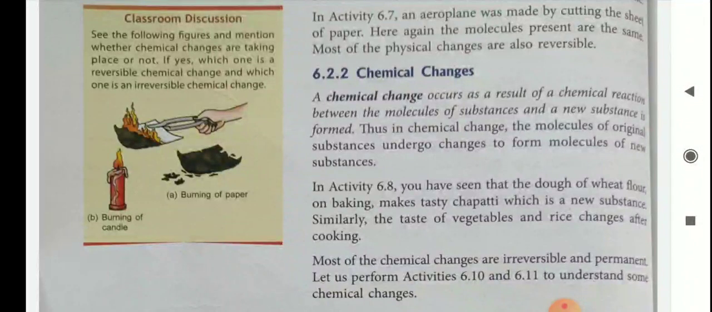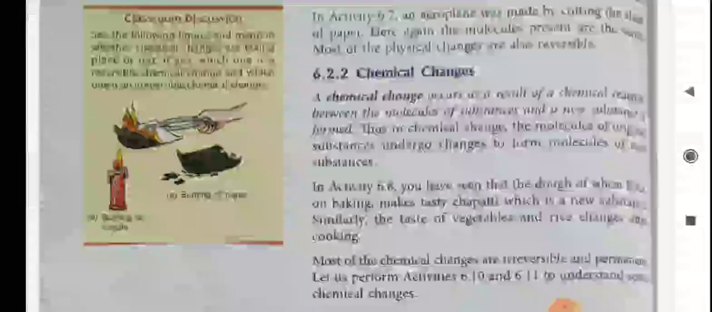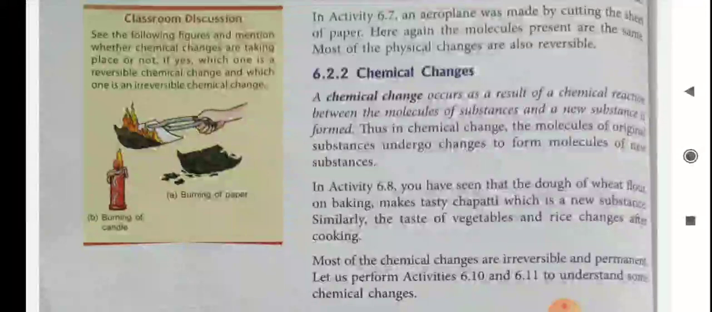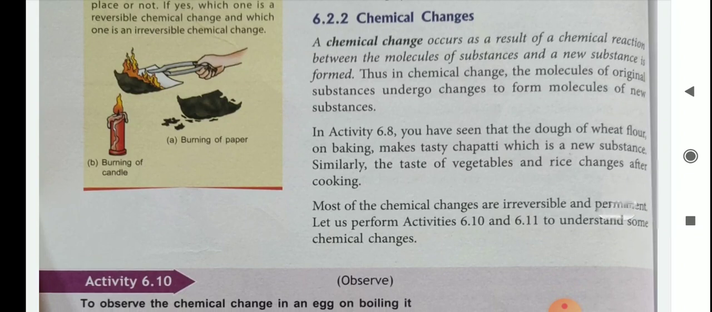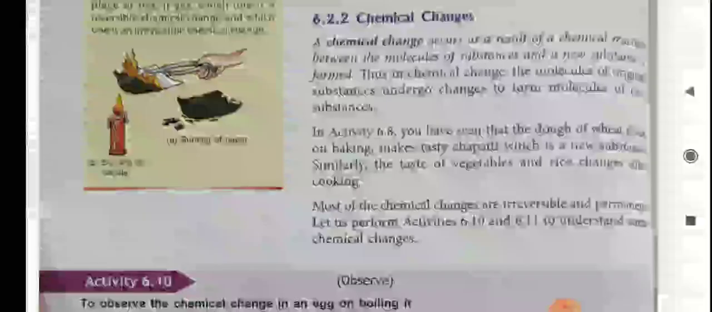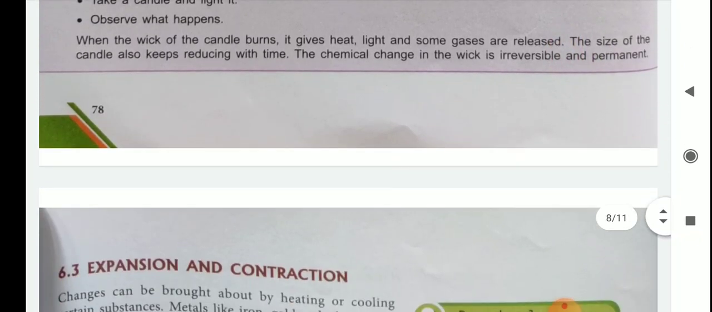A chemical change occurs as a result of a chemical reaction between the molecules of a substance, and a new substance is formed. Thus, in chemical change, the molecules of the original substance undergo changes to form molecules of a new substance. For example, in activity 6.8, the dough of wheat flour on baking makes tasty chapati, which is a new substance. Similarly, the taste of vegetables and rice changes after cooking. So these are examples of chemical change.